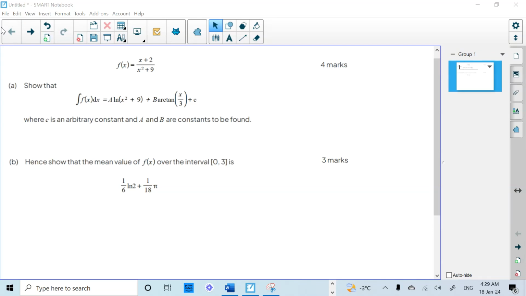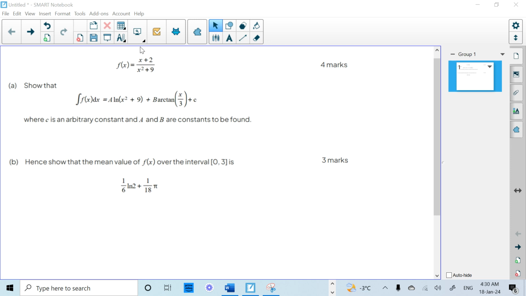Methods in Calculus, A-level further maths. Show that the integral of (x+2)/(x squared plus 9) is a log(x squared plus 9) plus b arctan(x over 3) plus c, where c is an arbitrary constant and a and b are constants to be found. That's for 4 marks, part A. And part B: hence show that the mean value of the function of x over the interval 0 to 3 is 1/6 log 2 plus 1 over 18 pi, for 3 marks. So total 7 marks. So let's do the math and let's go after these marks.